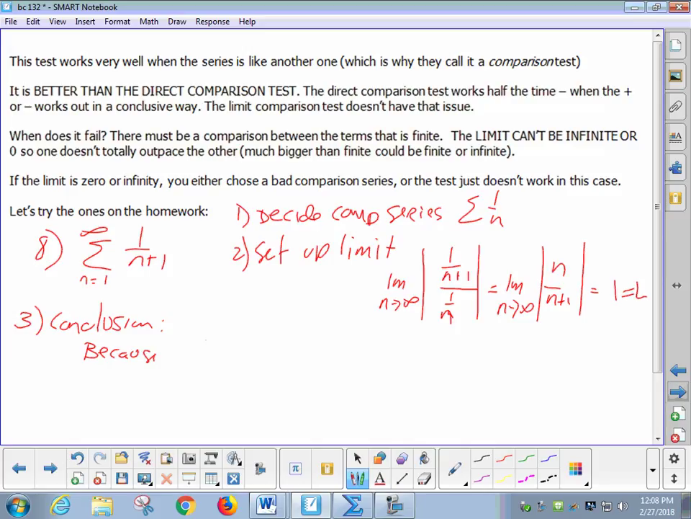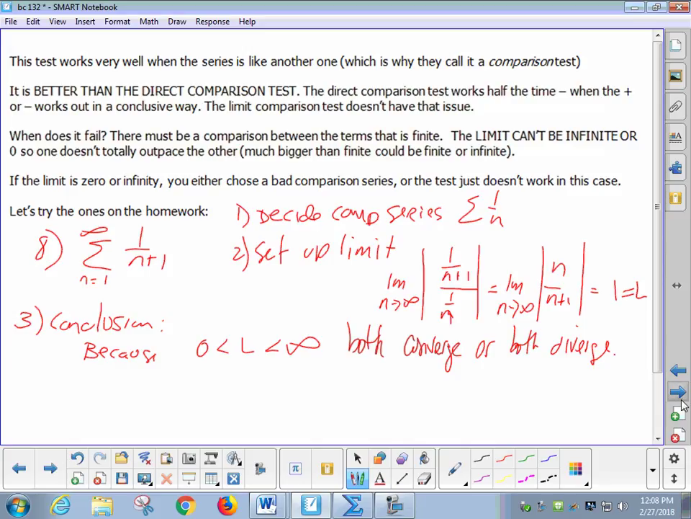So because the limit, actually I guess I could say the limit is between 0 and infinity, both series either both converge or both diverge. That is to say, because there's a 1-to-1 correspondence, they behave just like each other. Either both converge or both diverge.